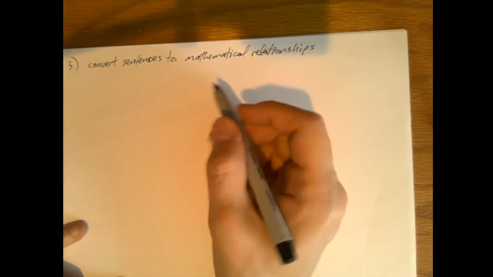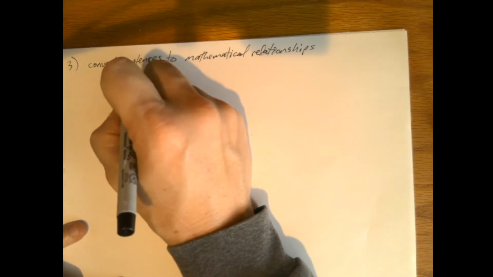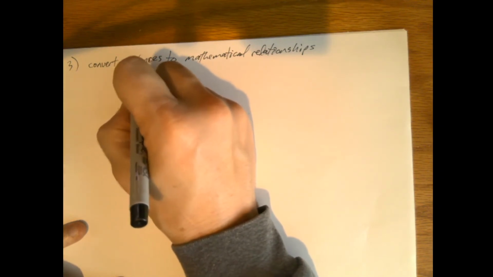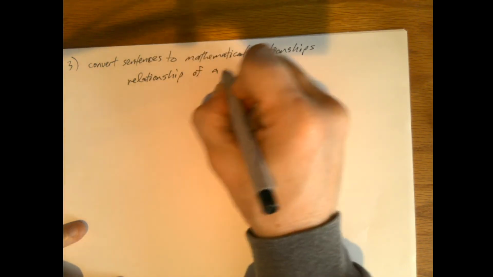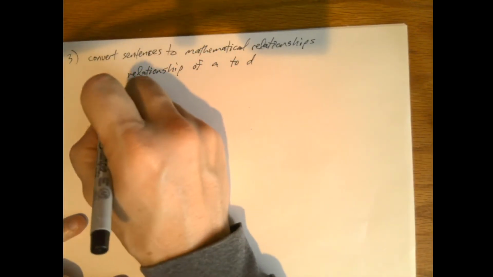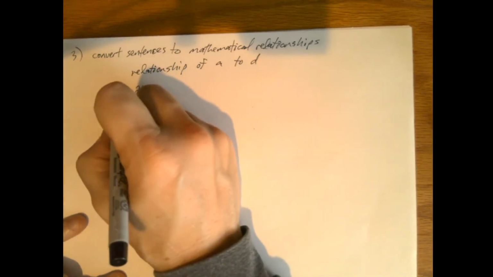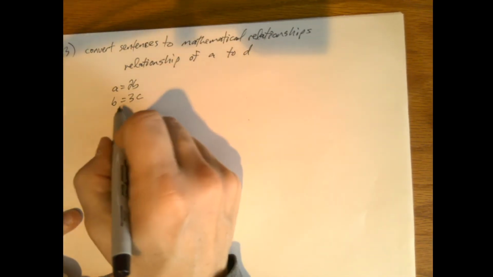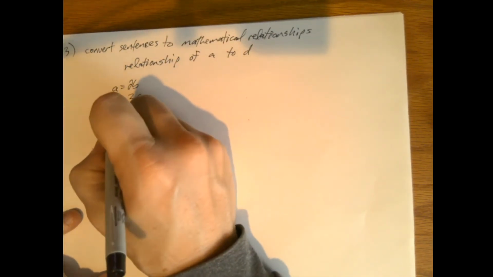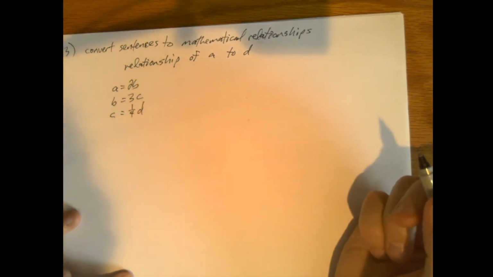So let's say we're given a word problem and we're told to find something about the relationship of A to D. Okay? Well, if I look through the sentences, in the first sentence I get that it can be written as A equals 2B. And the second sentence I get that B is equal to 3C. And then in the third sentence I get that C is equal to 1/4 of D.